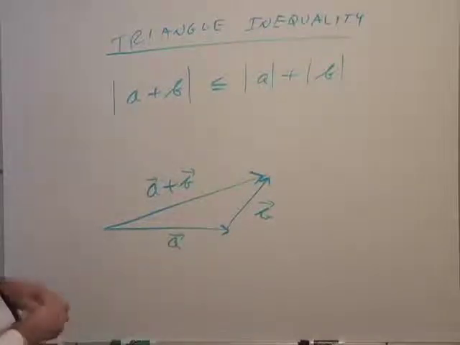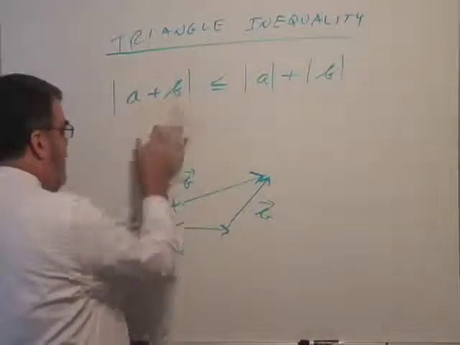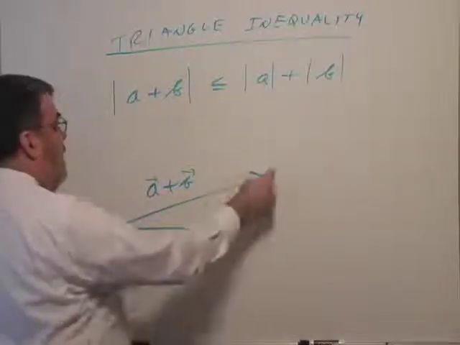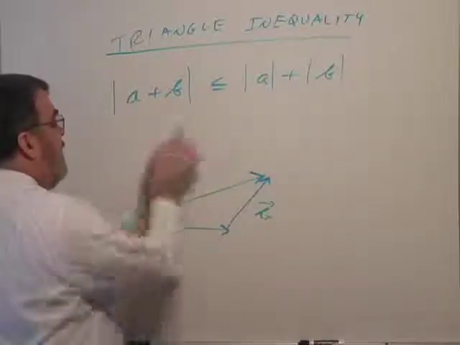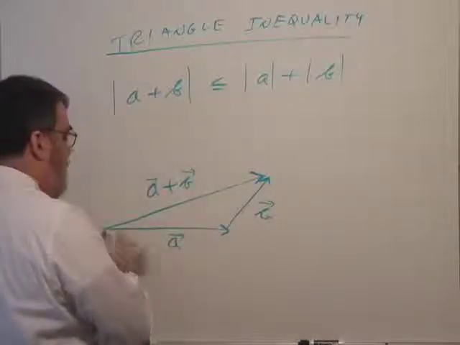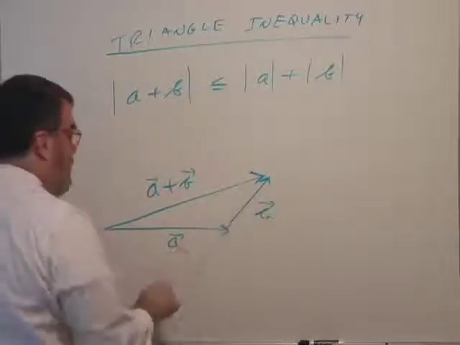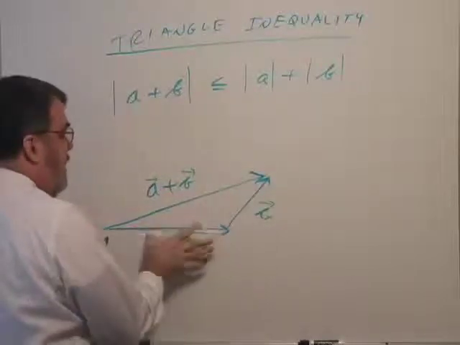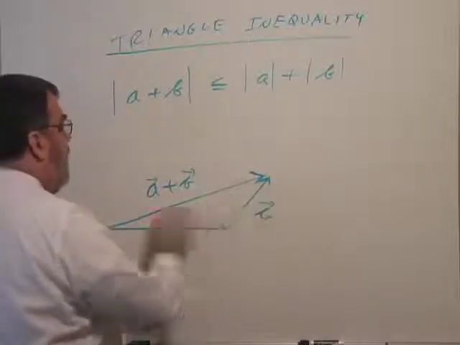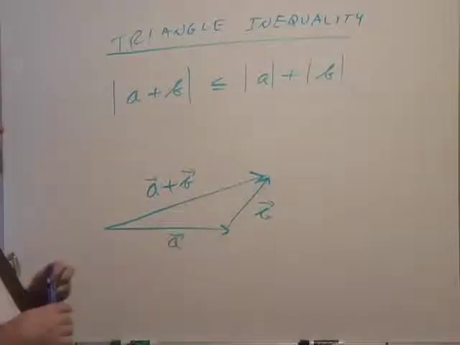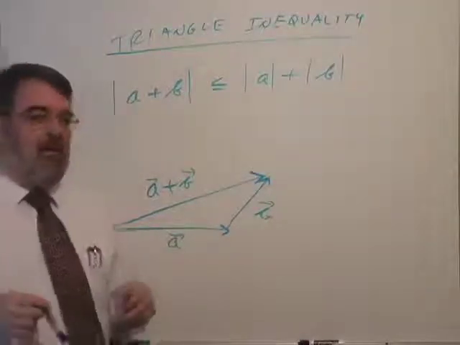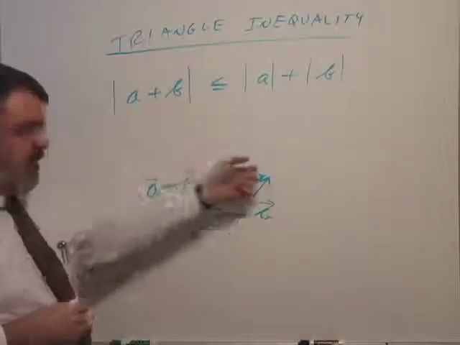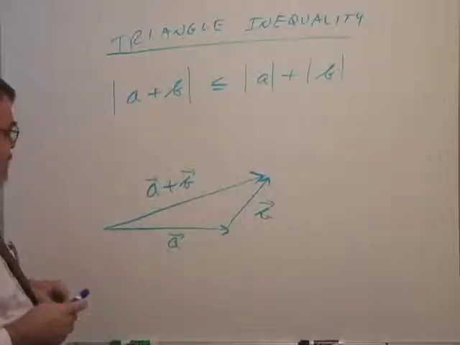But there's a triangle where this distance, which is the direct line distance between here and here, is less than the sum of these two distances. Because this is not a direct line distance. Add these together, it's longer than going there directly. So that's what I mean by the triangle inequality is sort of the math version of the shortest distance between 2 points is a straight line.